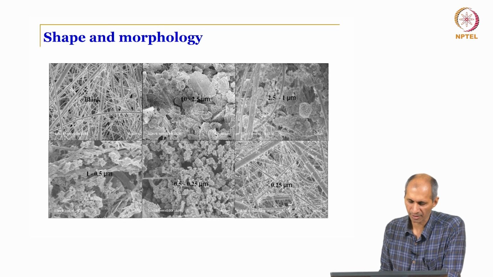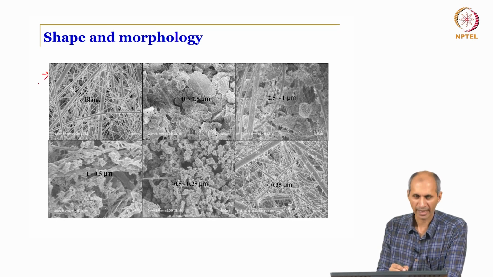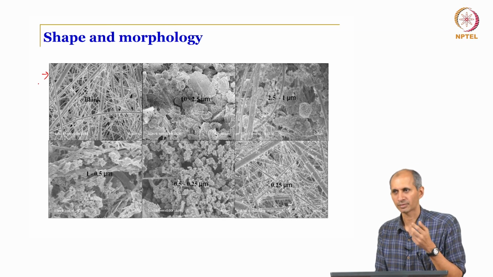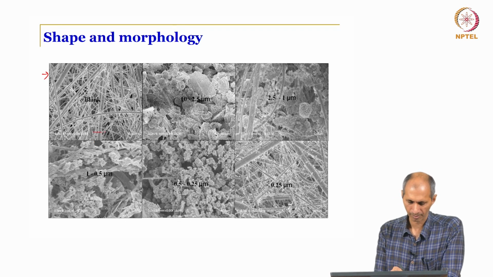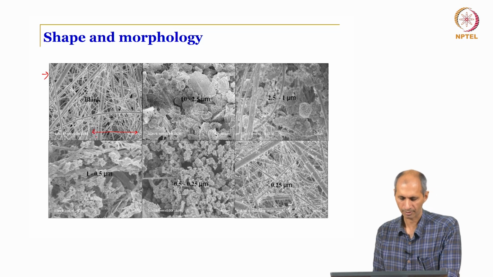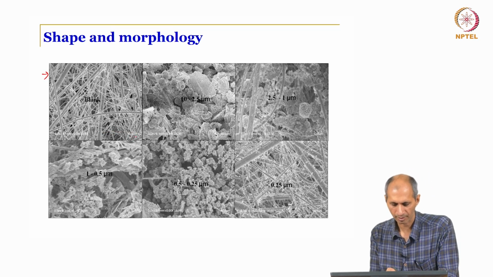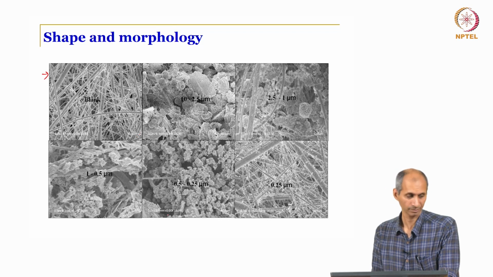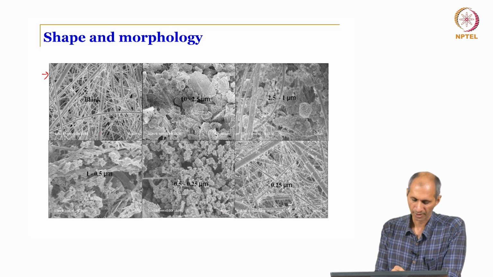These are images from a scanning electron microscope of particulate matter. The first image here is a blank. This is the image of a filter. The filter media looks like this. You can see a scale here, going from here to here. I think it is about 10 micron, yeah, it is about 10 micron.